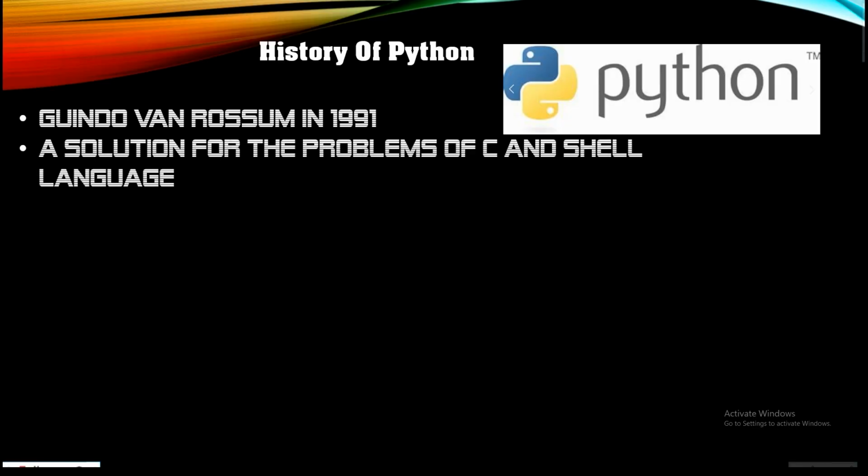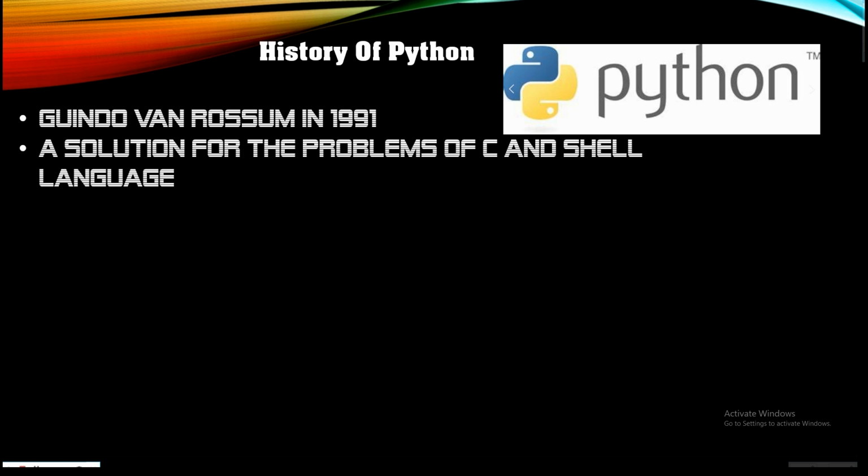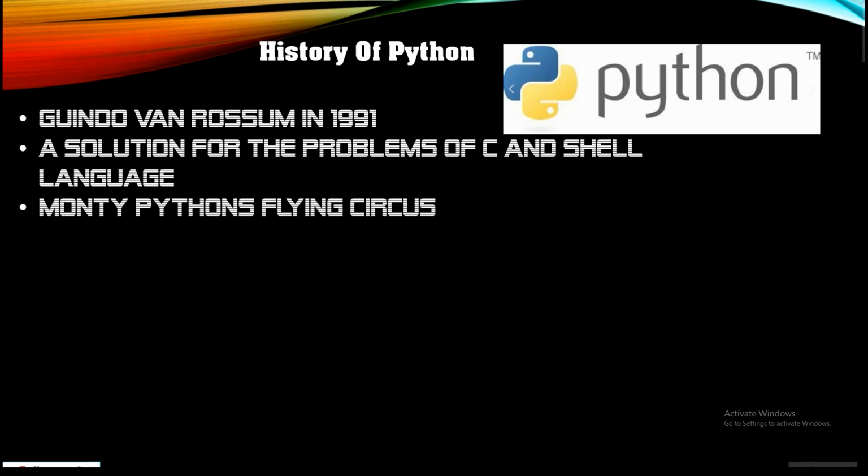It was developed at the Center for Mathematics and Computer Science, managed by the Dutch government. Van Rossum was working on a project to develop system utilities in C, where he had to interact with the Bourne shell available in Unix. He felt the necessity of developing a language that would fill the gap between C and the shell. This led to the creation of Python. Van Rossum picked the name Python for the new language from the TV show Monty Python's Flying Circus.